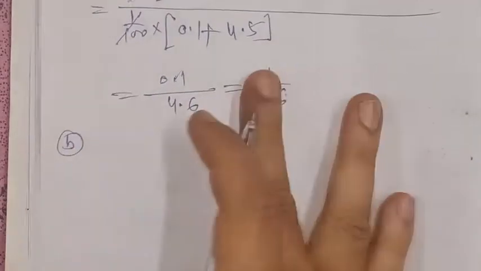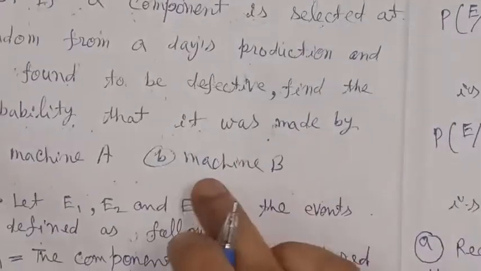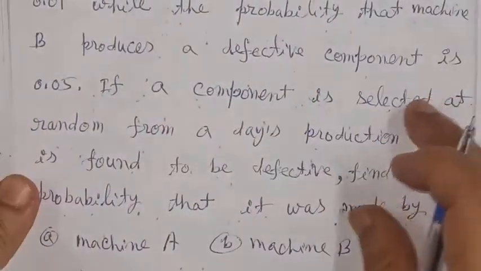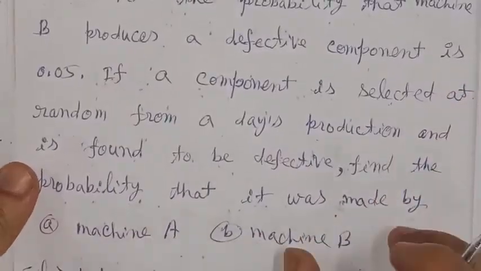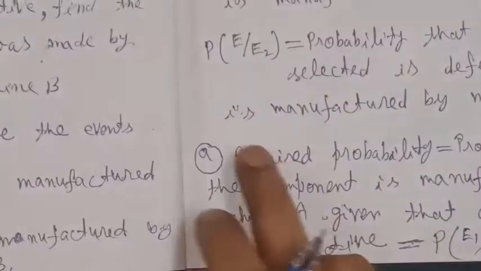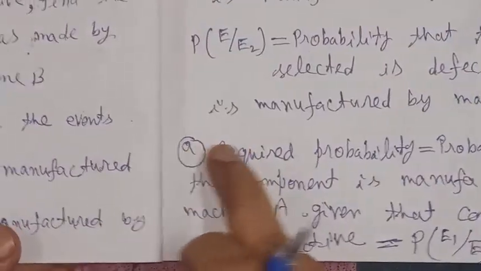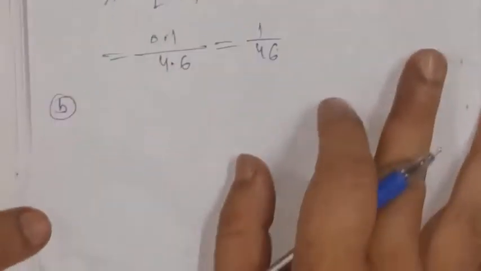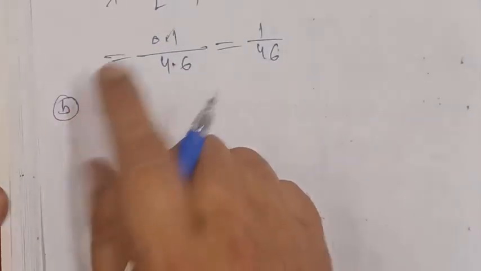For section B, we start the second part, for machine B. This value is common for machine A and B, and the other values are also common. So we separate this question from here, both parts, and now we solve the second part.